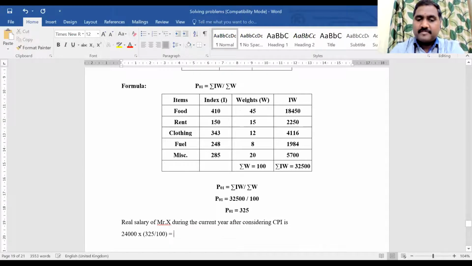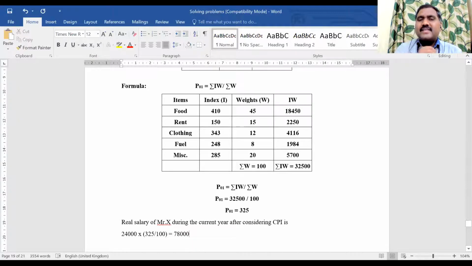Okay, now what is the value you're getting? 325 by 100 into 24,000. What is the value? 24,000 into 325 by 100. Guys, come on, please. It's already time up. 78,000. Very good. So this is the real salary of the particular person if you include this allowance.